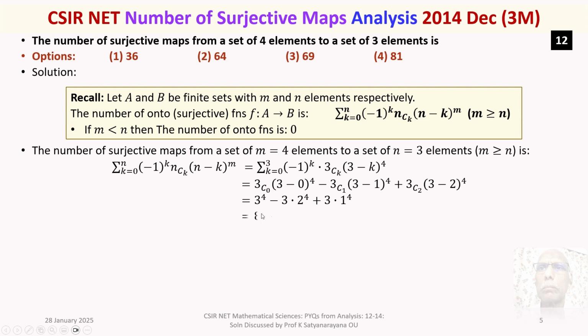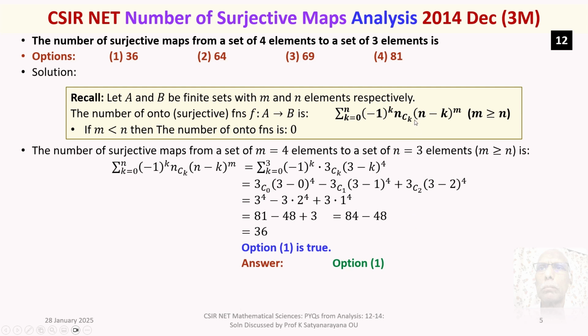Now, this is equal to 81 minus 48 plus 3. That is equal to 84 minus 48. That is equal to 36. And the answer appears against option 1. Therefore, option 1 is true. And the answer to this question is option 1.